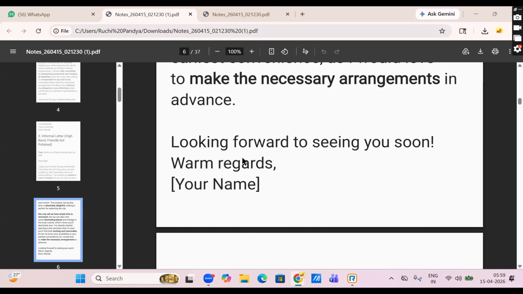Basically, your feedback on what these letters were like. What do you think? How were these emails? Why were they good? Why were they not good? How could they have been better?